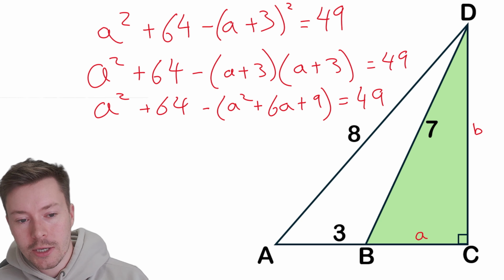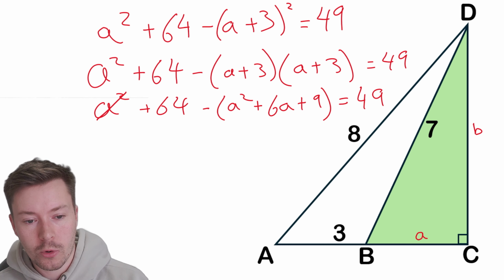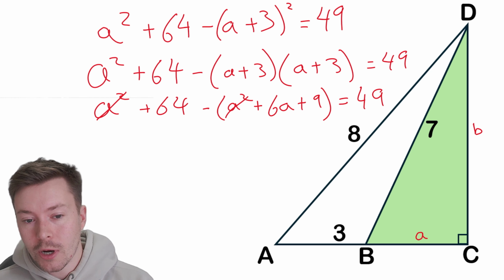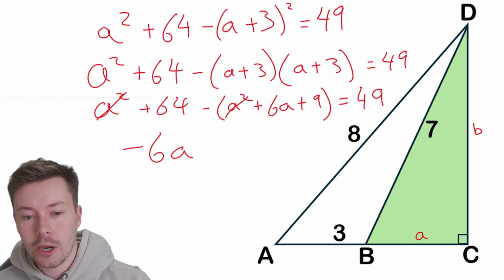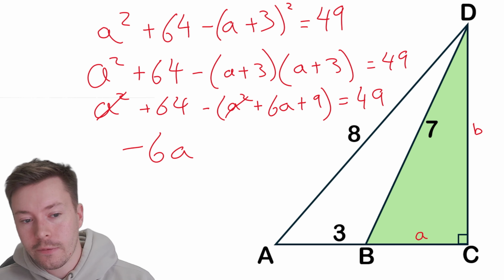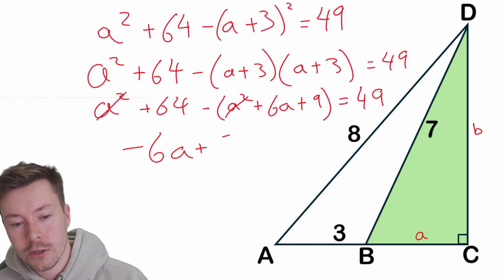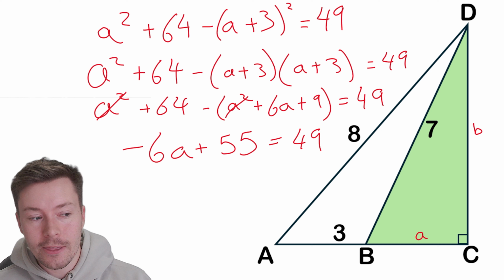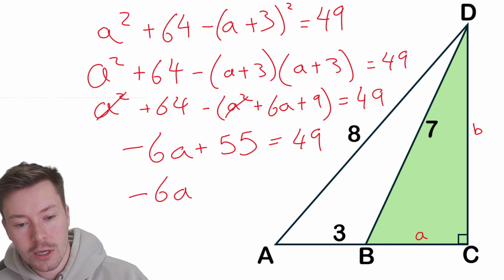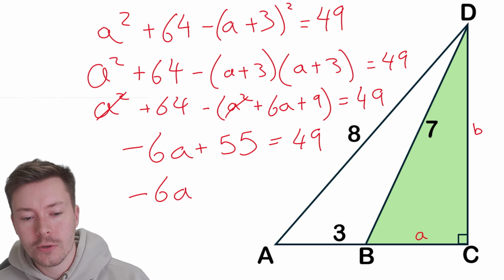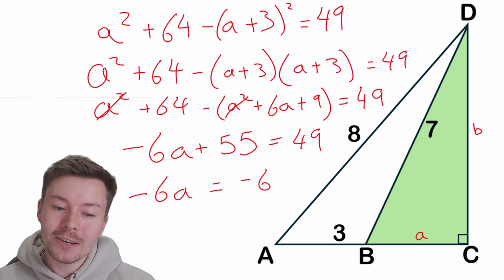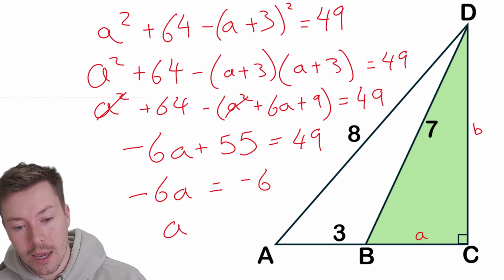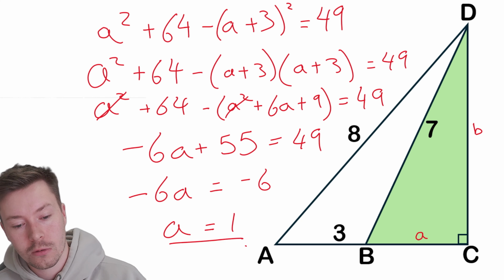Now I'm going to subtract the a squared, so that will cancel with this. I'm also going to subtract the 6a, so I end up with minus 6a. And I'm subtracting the 9 from the 64, which will give me plus 55 equals 49. We're nearly there now, so I get minus 6a. Take the 55 away from both sides, so 49 take away 55 is negative 6. Then divide both sides by negative 6, and we get a is equal to 1.